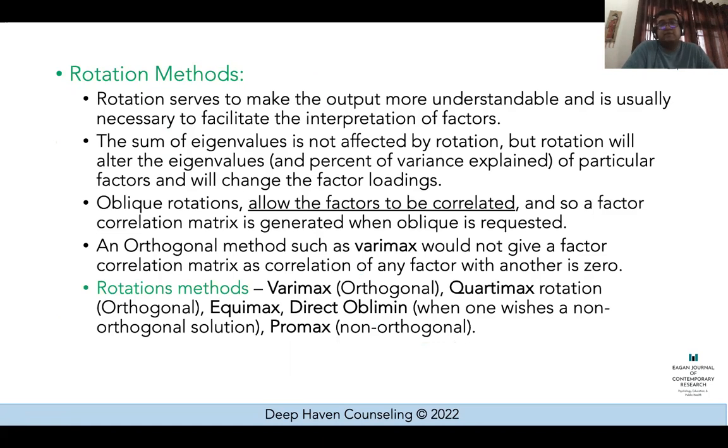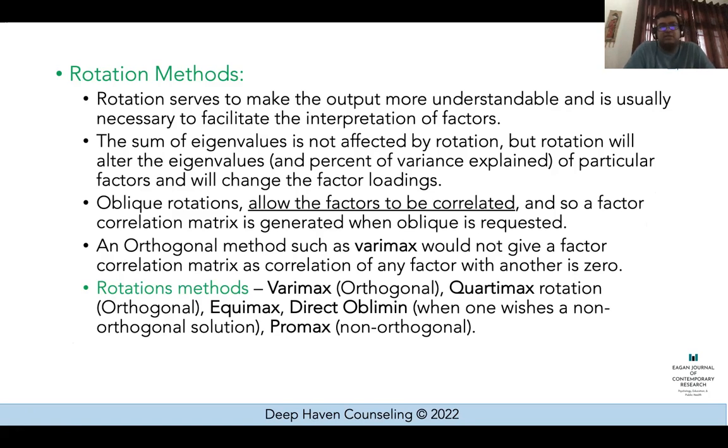And then let's say you did the self-efficacy scale validation, but you have more than one factor, then you need to go ahead with rotations to consider which factors to be retained and which ones to be eliminated. Rotation serves to make the output more understandable and is usually necessary to facilitate the interpretation of factors. The sum of eigenvalues is not affected by the rotation, but rotation will alter the eigenvalues of particular factors and will change the factor loadings.